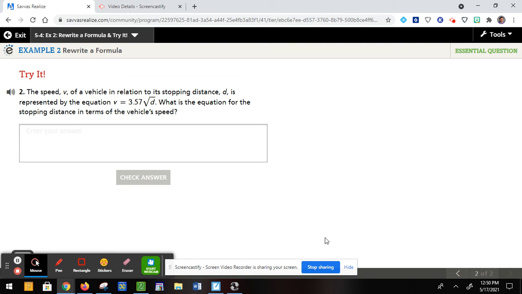So in this case, you're just going to take this equation and solve it for d, and not actually substitute anything in context. All right, so why don't you try that? So pause it, try it, and then come back and check.